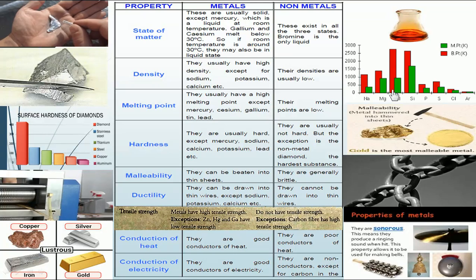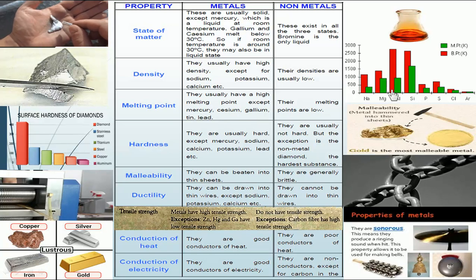So for all these, comparatively, sodium, magnesium, aluminium, all these are metals. Phosphorus, sulfur, chlorine are non-metals. Compare these three values with this. Obviously the aluminium, magnesium, sodium is high, so they have a high melting point.